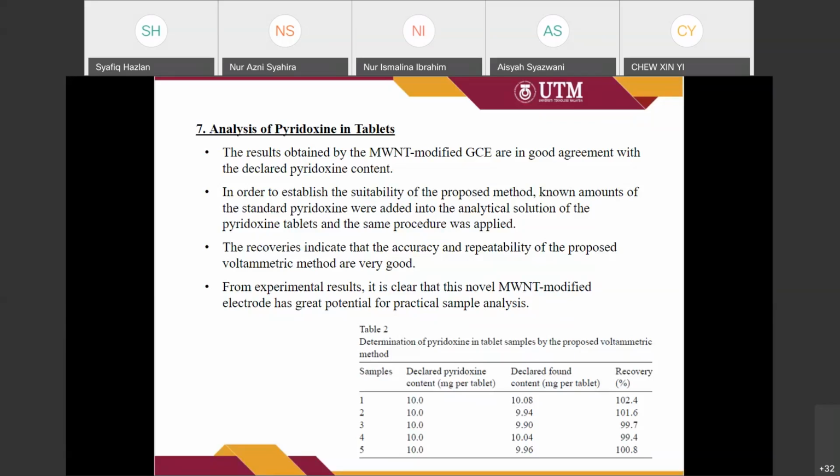In order to establish the suitability of the proposed method, known amount of the standard pyridoxine were added into the analytical solution of the pyridoxine tablets, and the same procedure was applied. The recoveries indicate that the accuracy and repeatability of the proposed voltammetric method are very good. From the experimental result, it is clear that this novel MWNT modified electrode has great potential for practical sample analysis.